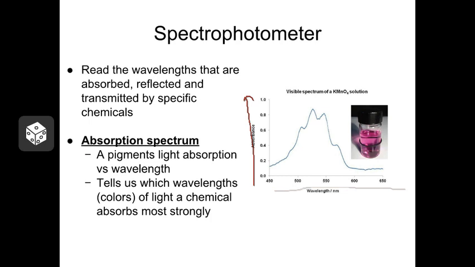Using this, we can make a graph known as an absorption spectrum. And we can use this pattern on the graph to identify the chemical. It's like a fingerprint for the chemical. Let's look at the absorption spectrum for potassium permanganate.